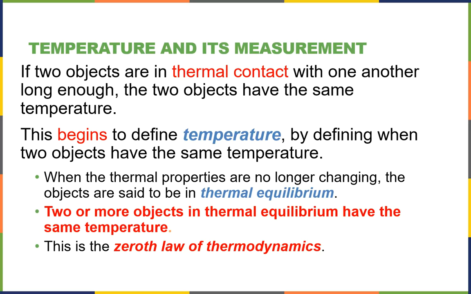The actual statement is, if object A is in thermal equilibrium with object B, and object B is in thermal equilibrium with object C, then object A is in thermal equilibrium with object C. Putting that into English: in thermal equilibrium means temperatures are equal. So if temperature A equals temperature B and temperature B equals temperature C, then temperature A equals temperature C. That's putting it into standard English.